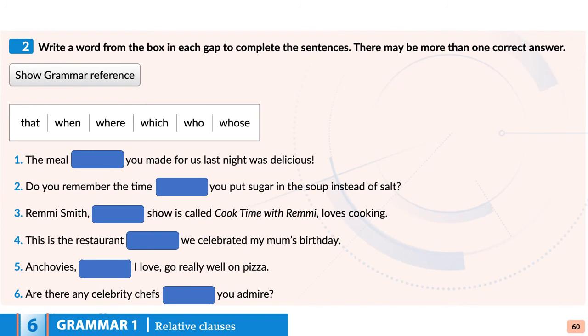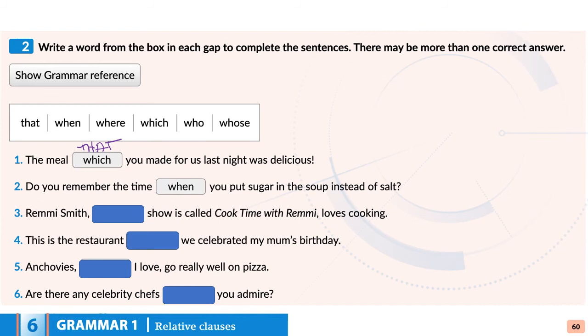Page 60, exercise number 2. Write a word from the box in each gap to complete the sentences. There may be more than one correct answer. So here we go. We can use that instead of which or who, and we can use when, where, or whose. Alright, here we go. A meal which you made for us last night was delicious. Instead of which, you can say that too. Alright, good.